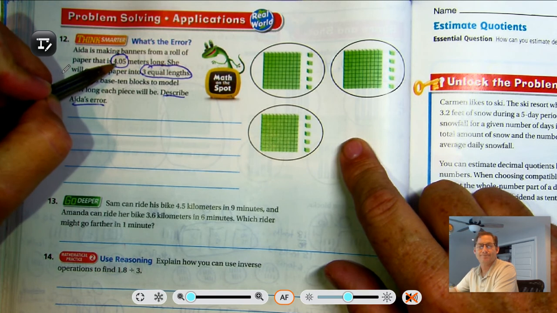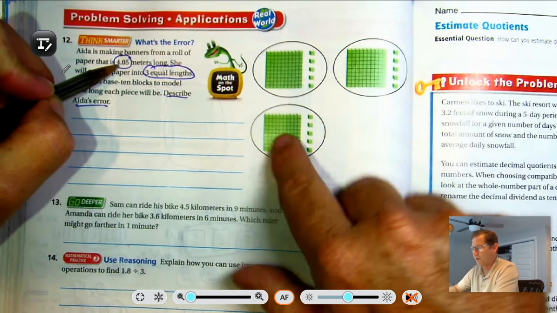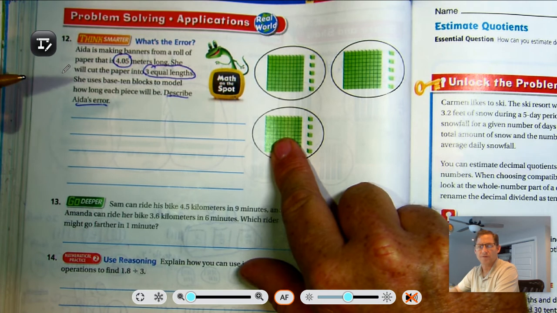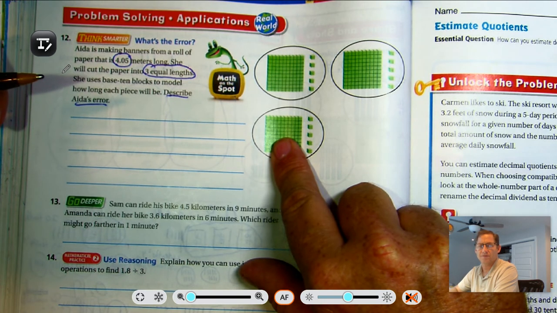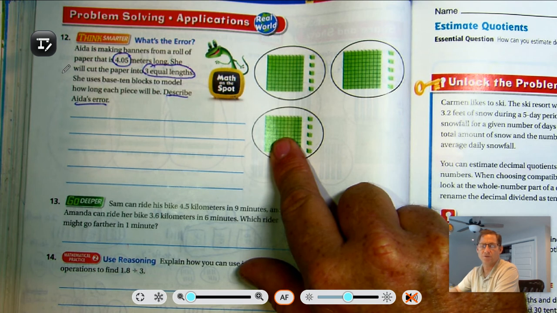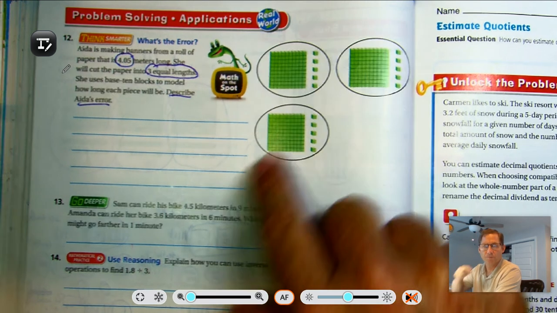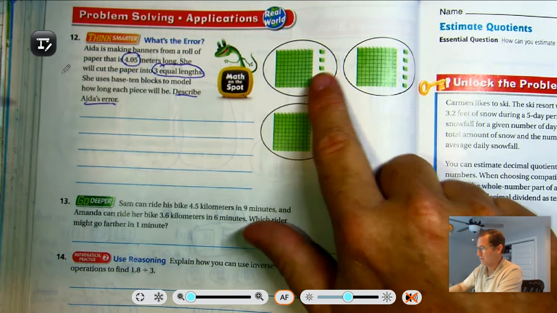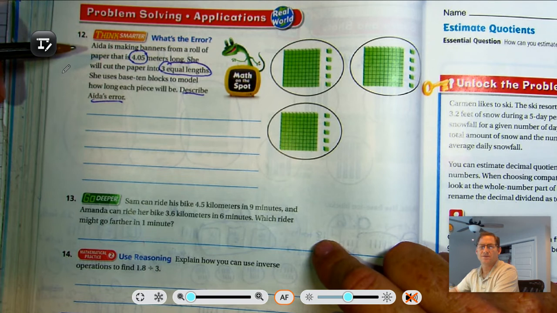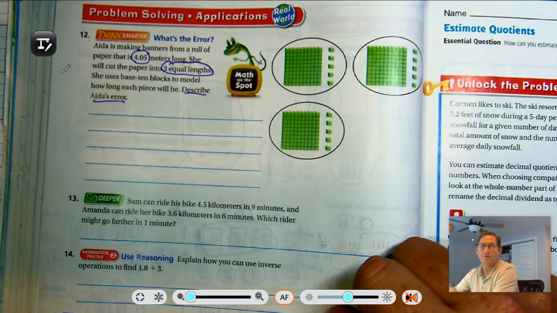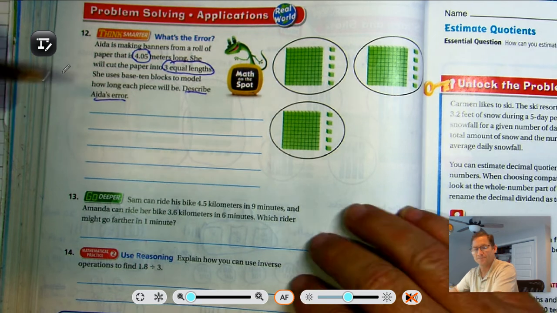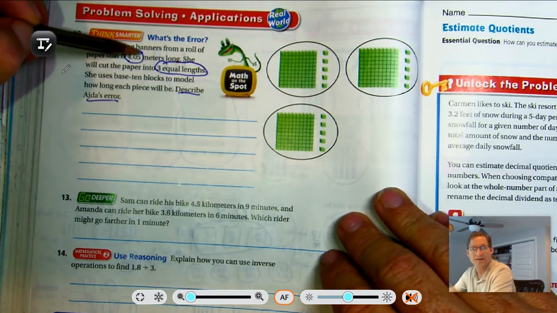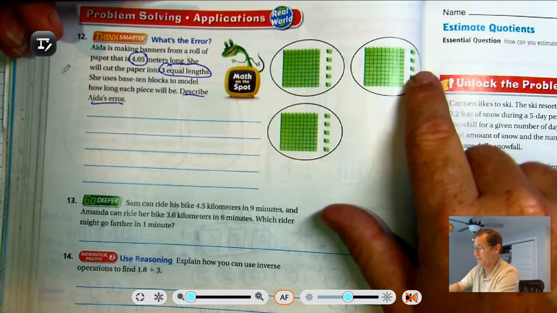And we had 1 whole, right? Well, wouldn't she have to trade that extra 1? Because these 1, 2, 3 wholes, she would have 1 whole left over. Well, can't share 1 whole with 3 groups, so we would have had to exchange or regroup that 1 whole for 10 tenths. There aren't any tenths in these groups. So she didn't regroup the leftover one as 10 tenths. Instead, she grouped it as 10 hundredths. That's why she's got 15 hundredths here.